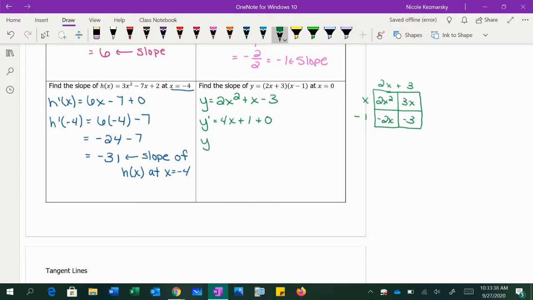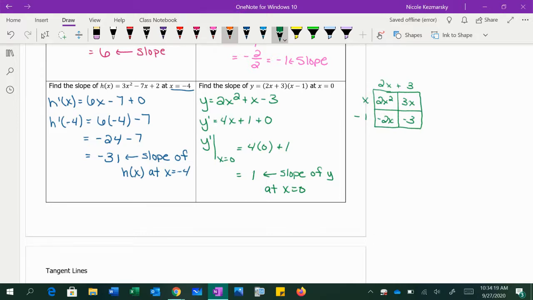When you don't have a value to plug in, you can either do the parentheses, or what you'll also see is a straight line with what you're plugging in attached to the bottom of it. And that straight line just means such that. So this just reads y prime such that x equals 0. So I'm going to do 4 times 0 plus 1, which gets me 1. And that's the slope of y at x equals 0.